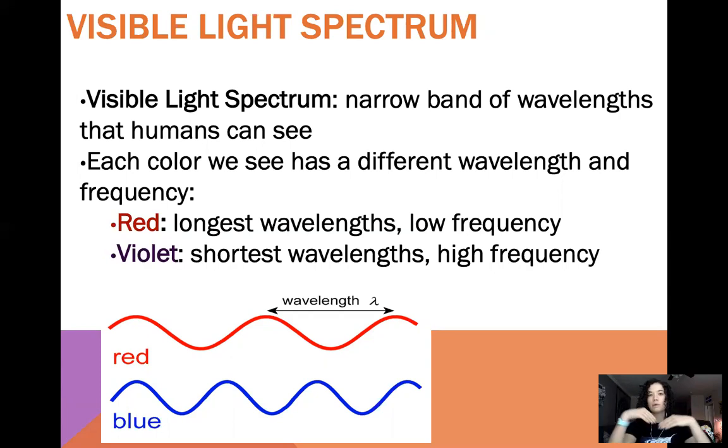Thinking back to our relationships, if we have a short wavelength and a high frequency, what does that tell you about the energy of that wave? Take a second, think about it. It means that our blue light, our violet light, will have the most energy. Okay.